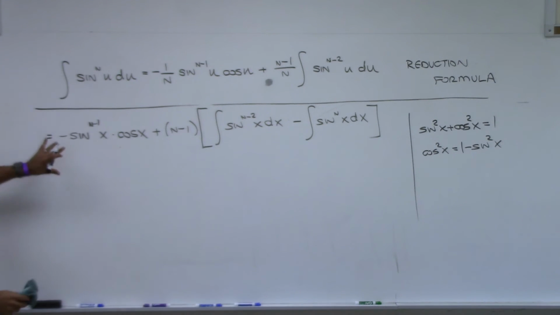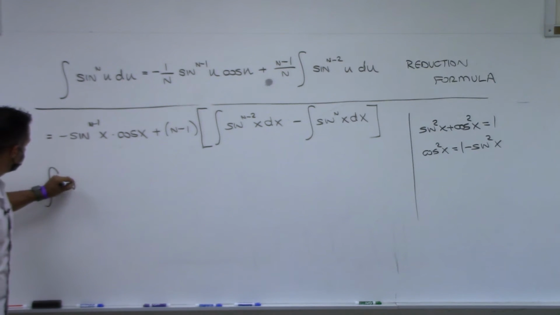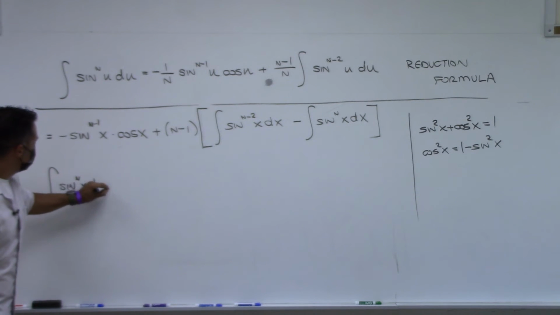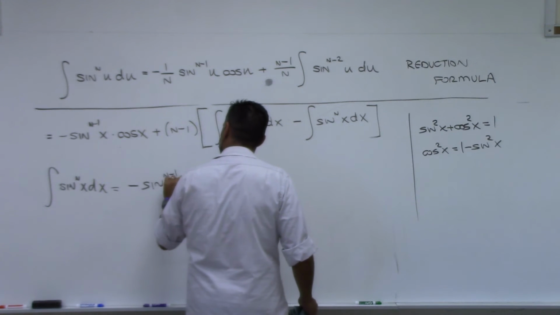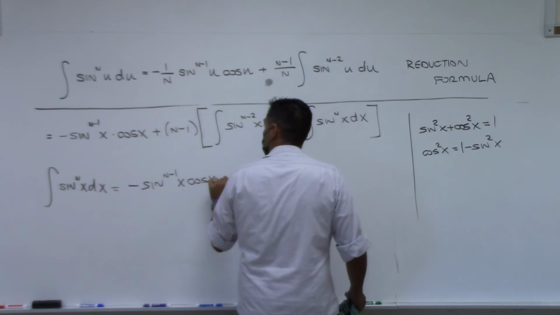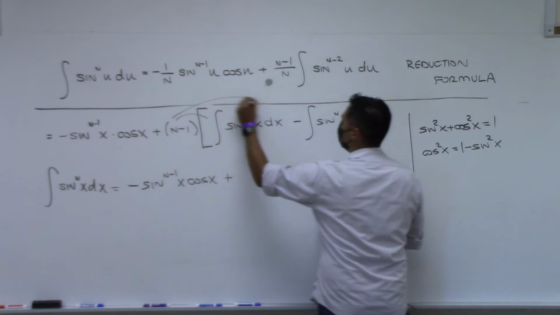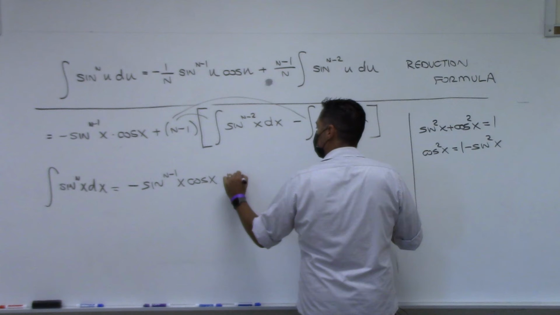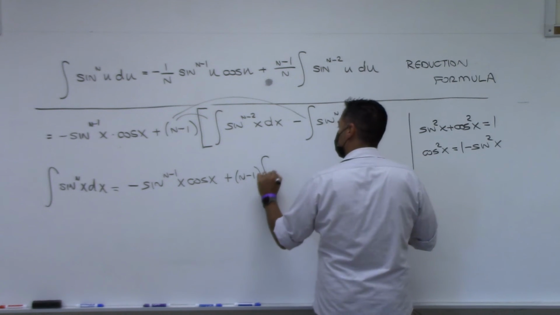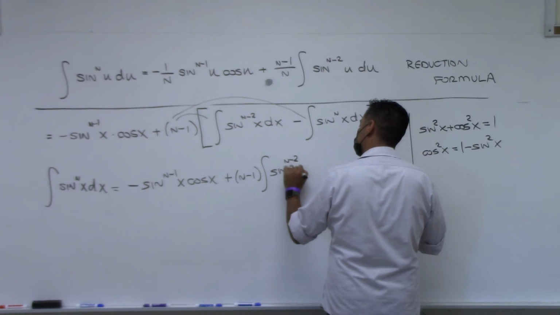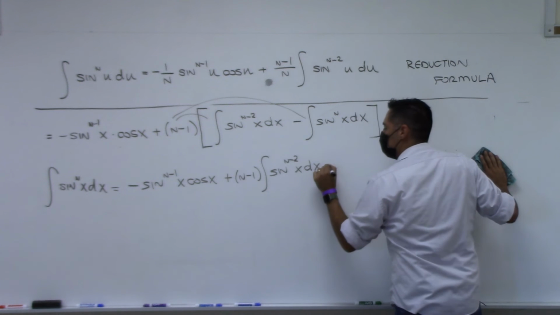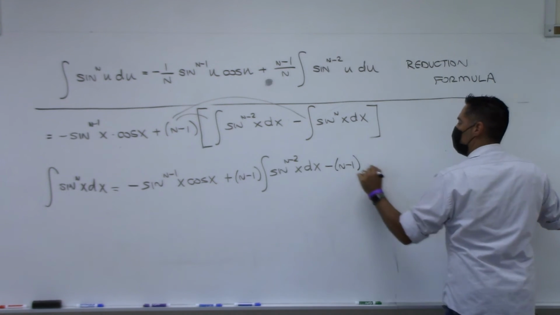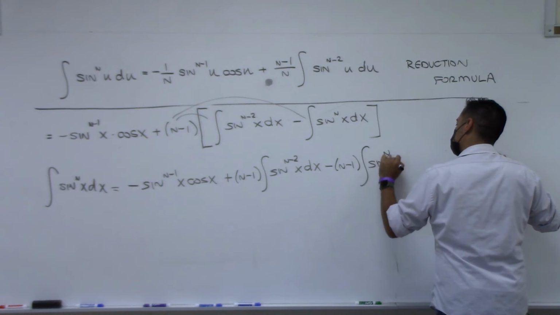Okay, next line. Here's what I'm going to do. I'm going to remember this. What we're saying is that the original problem is equal to all of this: minus sine to the n minus 1 of x cosine of x, plus, I'm going to distribute the n minus 1 through to both of those. So it'll be plus n minus 1 times the integral of sine to the n minus 2 of x dx. And when I distribute it through to the next one, I'll get minus the n minus 1 integral sine to the n of x dx.